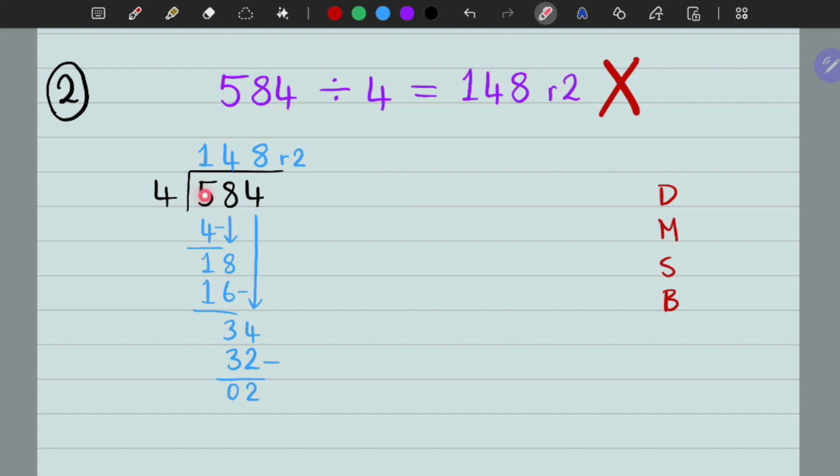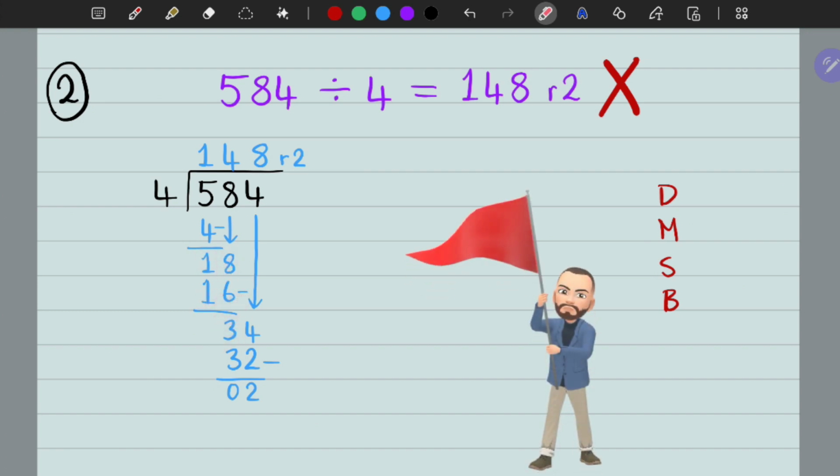All right, so first I've got 584 inside and 4 outside the bus stop. I've got 5 divided by 4. How many 4s go into 5? It is 1. What is 1 multiplied by 4? It gives me 4. Now I'm going to move on to subtract. 5 subtract 4 gives me 1. Lovely. And I bring down the 8. So what is 18 divided by 4? Everything's good so far. 18 divided by 4 is 4. What is 4 multiplied by 4? It gives me 16. I'm going to do 18 subtract 16, which is 3.